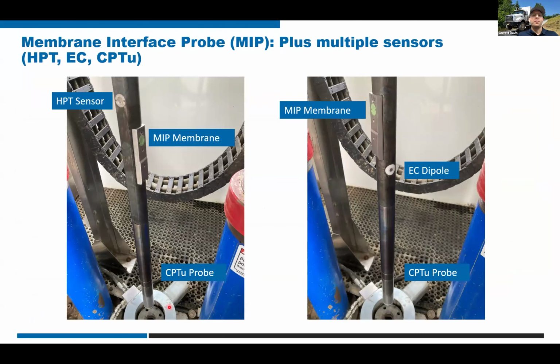Here we can see the probe. We've got the HPT sensor here, the MIP membrane, and the CPT probe at the bottom. Then we've turned it 90 degrees so we can also see the EC dipole that's included in this probe add-on attachment, so that you can combine them to do all three.